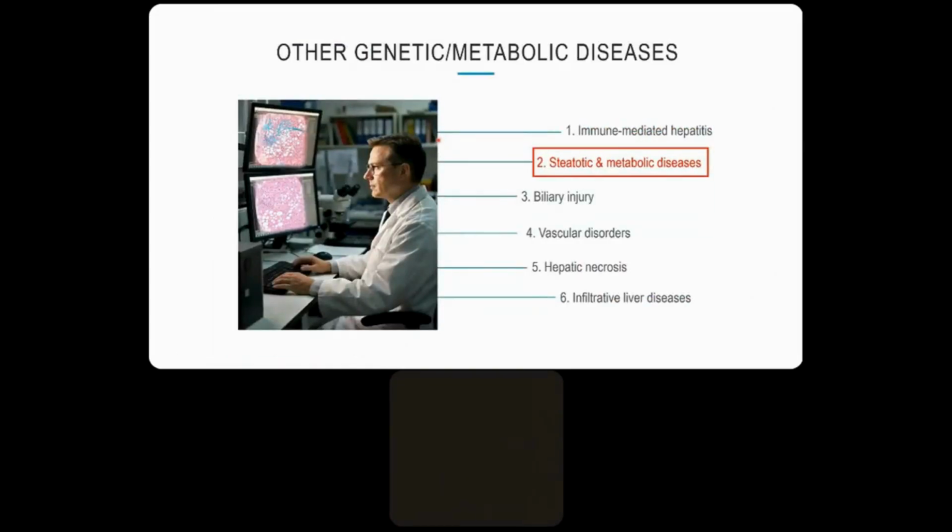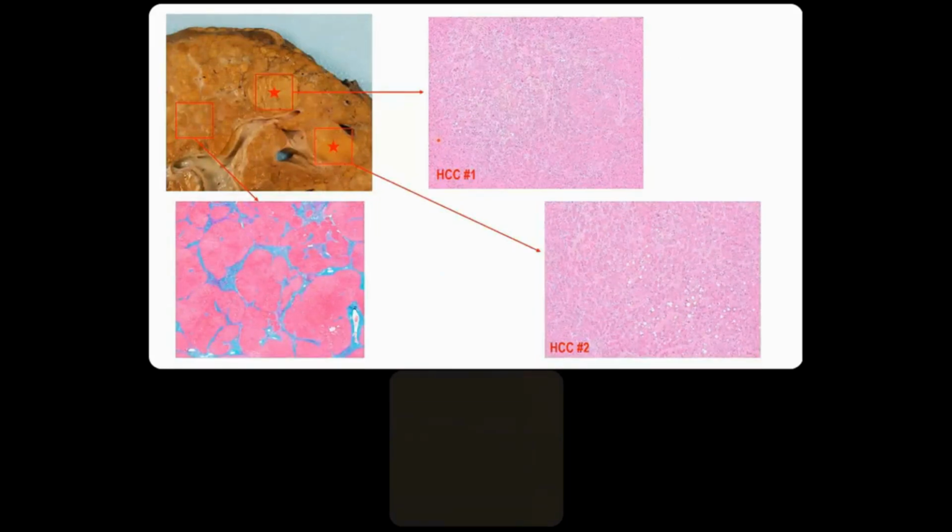Moving on to other genetic and metabolic liver disease, here is another patient's liver showing these two distinct foci of HCC, which you can see here under the microscope on the right-hand side, on a background of liver cirrhosis. So you can see on this trichrome stain that there's bridging fibrosis with distorted nodular architecture, which was also apparent on the gross image.